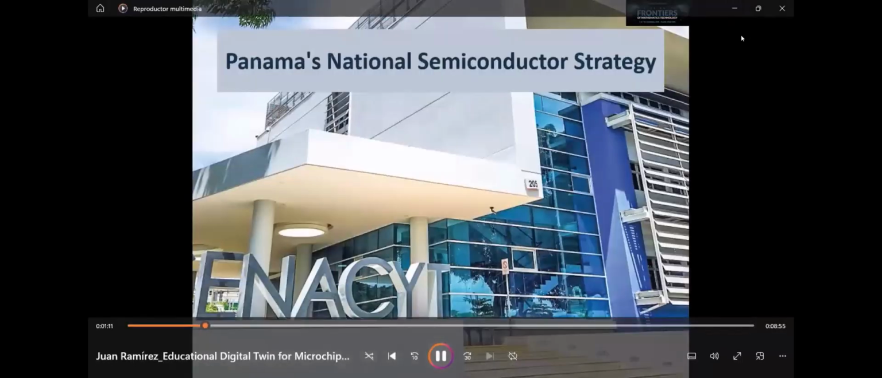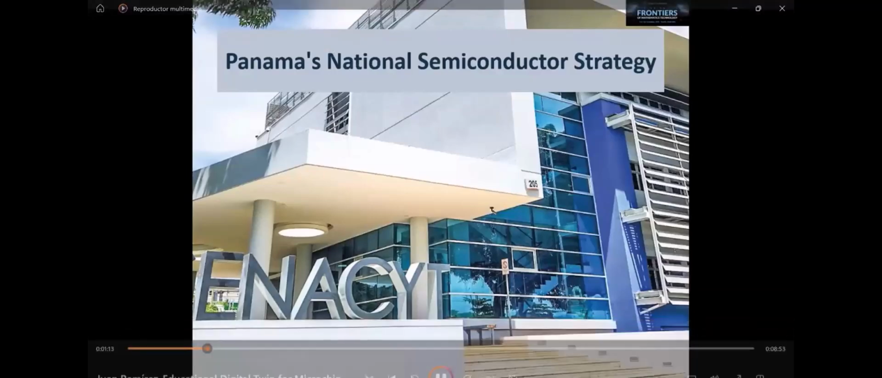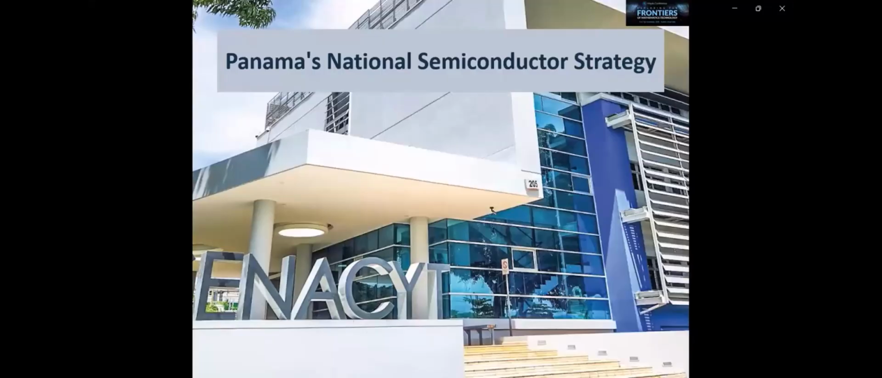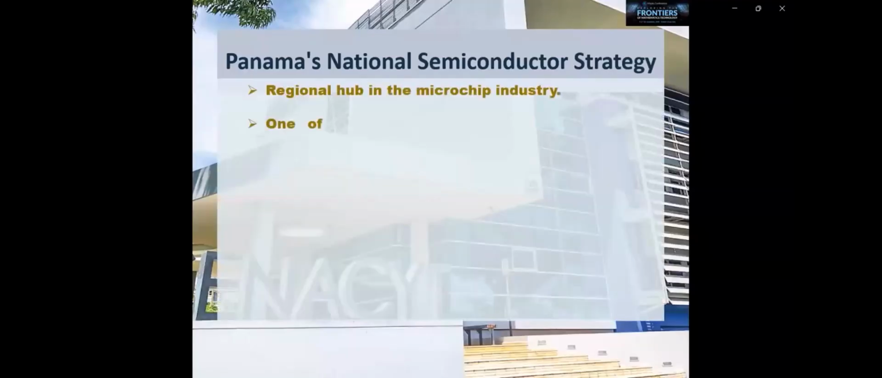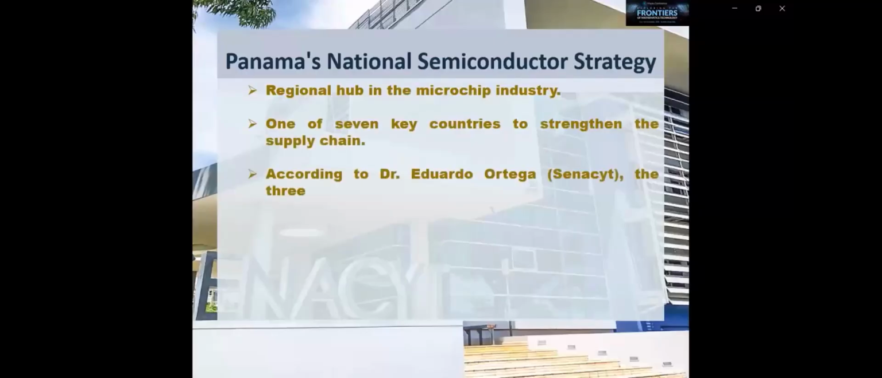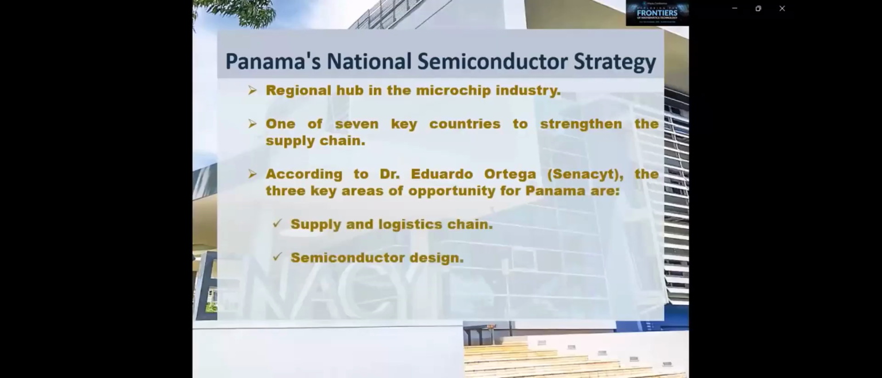The strategy, as articulated by Dr. Eduardo Ortega, General Secretary of Science and Technology of Panama, focuses on three critical areas of opportunity: the supply and logistics chain, semiconductor design, and assembly, testing, and packaging, ATP. Specifically, the national aspiration is concentrated on engaging in the initial design and final ATP manufacturing phases.